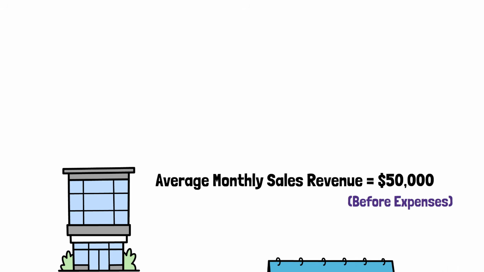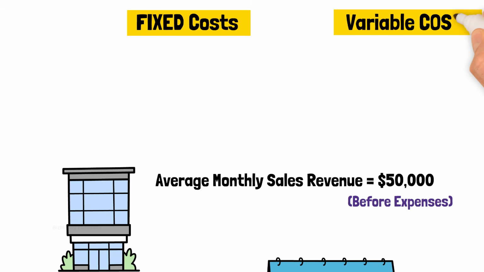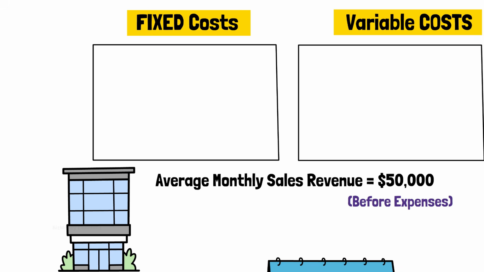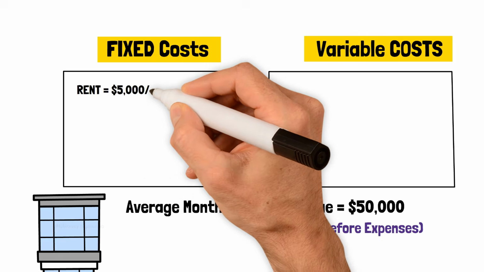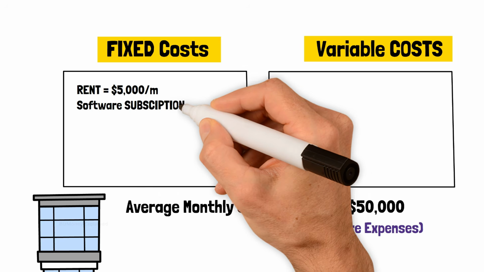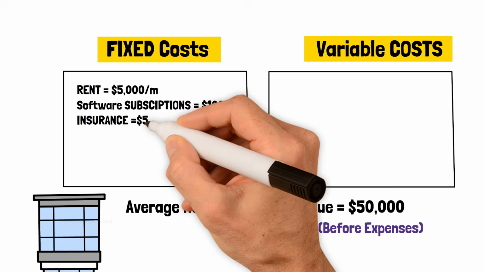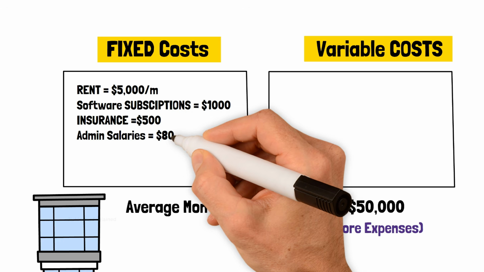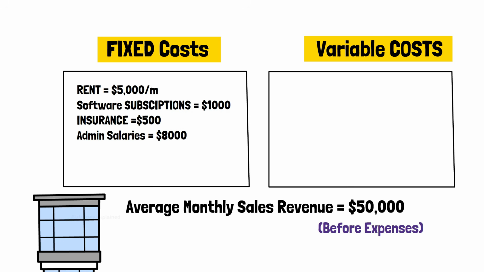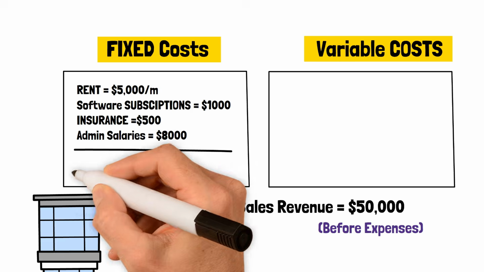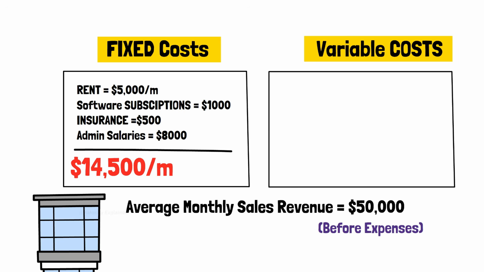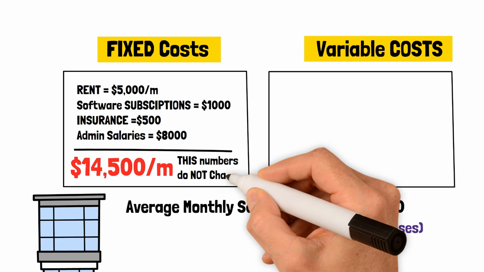The first step in profit forecasting is to separate costs into 2 categories: fixed costs and variable costs. Fixed costs stay the same regardless of sales. For example, your office rent is $5,000 per month, software subscriptions are $1,000, insurance is $500, and admin salaries are $8,000. Your total fixed costs come to $14,500 per month. These numbers do not change even if sales go up or down.